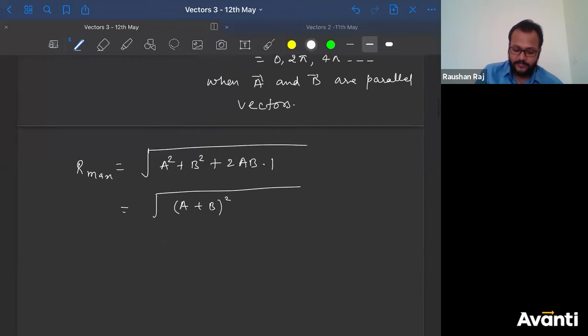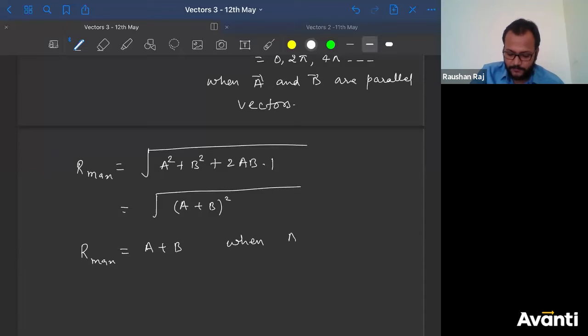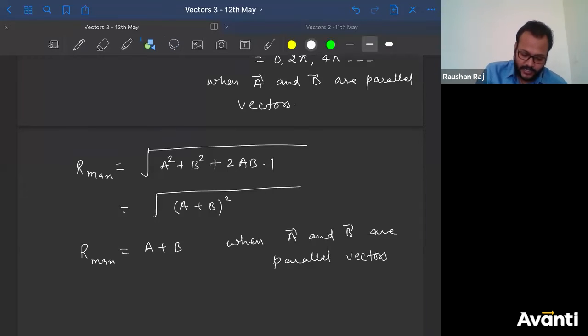And if you have A plus B whole square and then the square root, that means ultimately I'm writing R max is nothing but A plus B. When is this going to happen? When A and B are parallel vectors. Understood? What is important now? This is important.